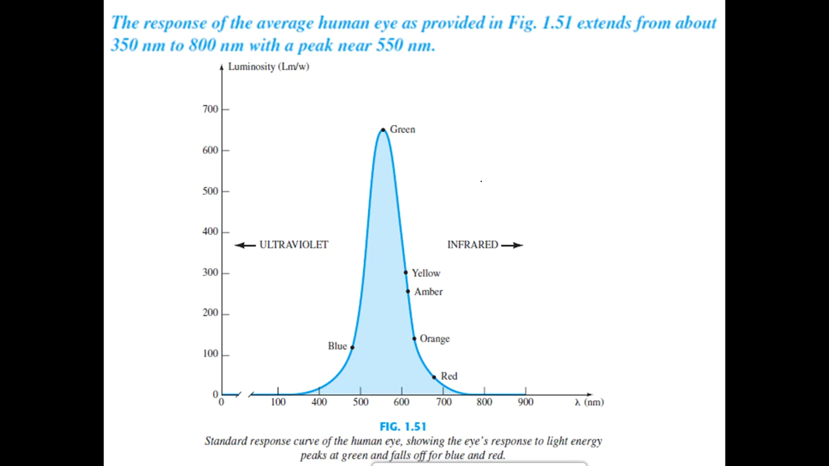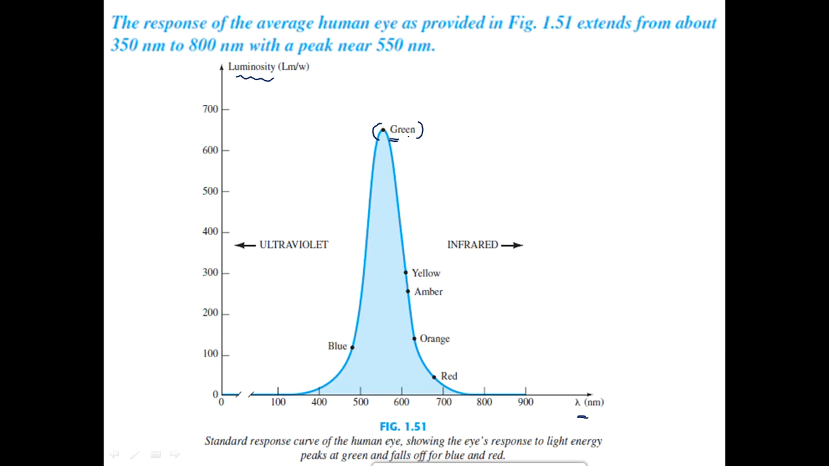What about the response of the average human eye? I mean, is the response for all the colors the same for the human eye? No, it is not the same. If you plot luminosity versus wavelength, you will observe that the human eye shows a peak response for green color. Something strange, right? But it is true. We are very sensitive to green color.